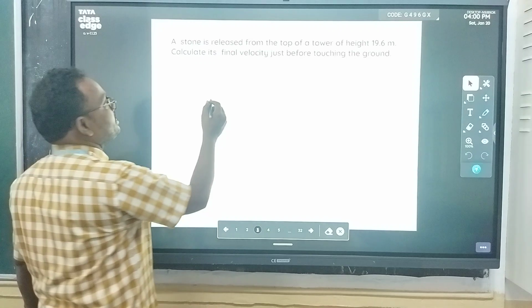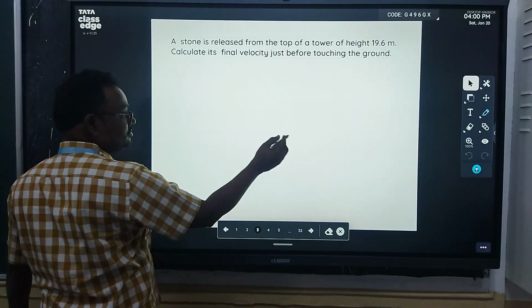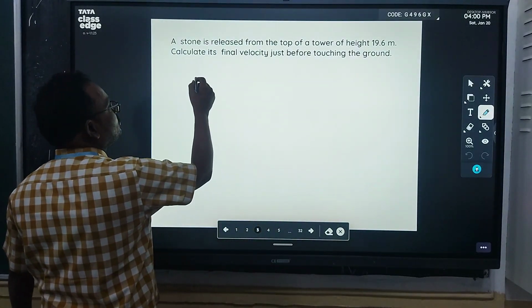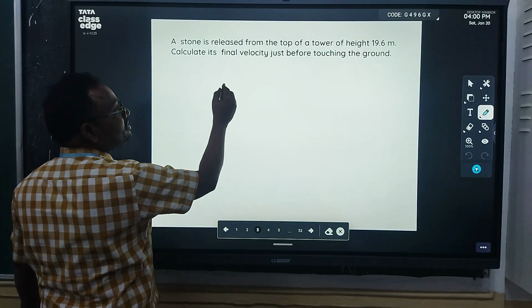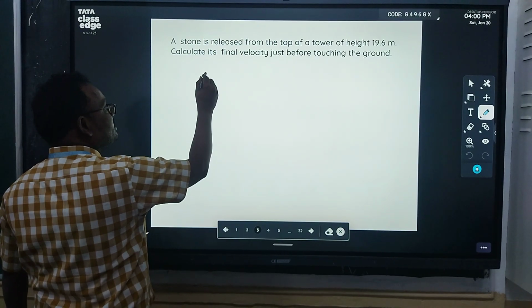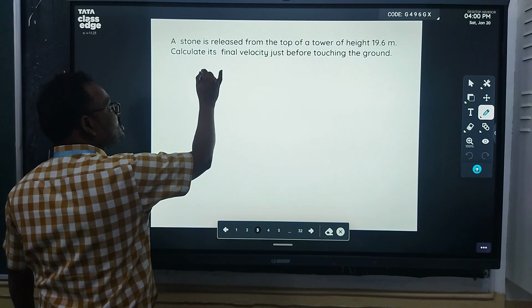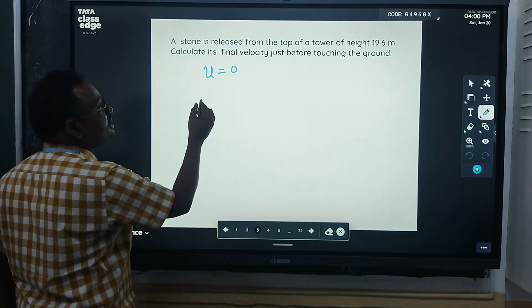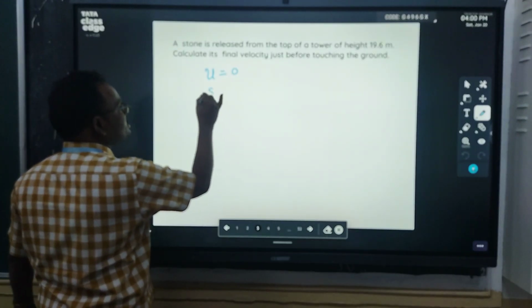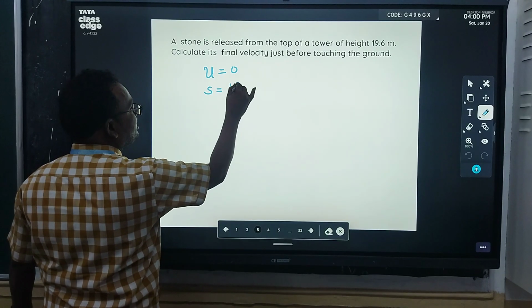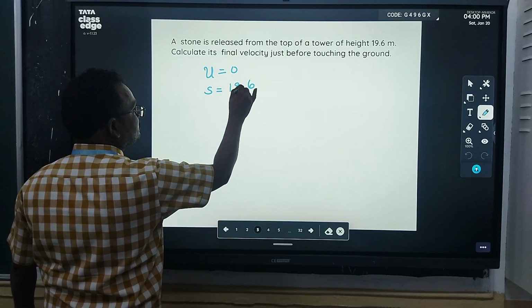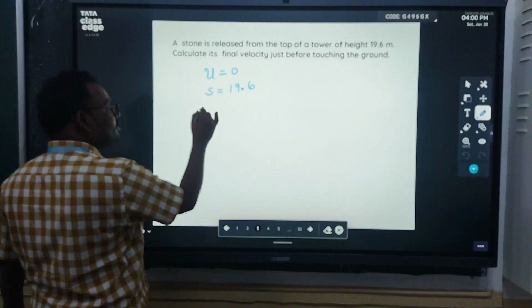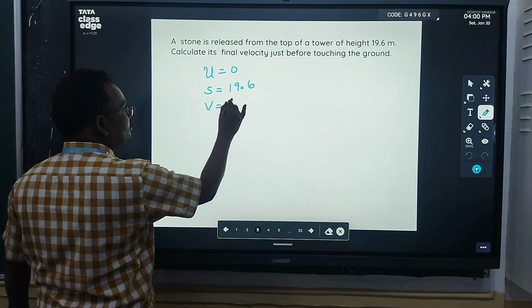Let us calculate this one. The mass of the stone we don't know. It is dropped from a certain height, so it is dropped from rest. So the initial velocity u is equal to 0. What is the height of the tower? The height we can take as the distance traveled by the body, 19.6. Next, we have to find out the v value.